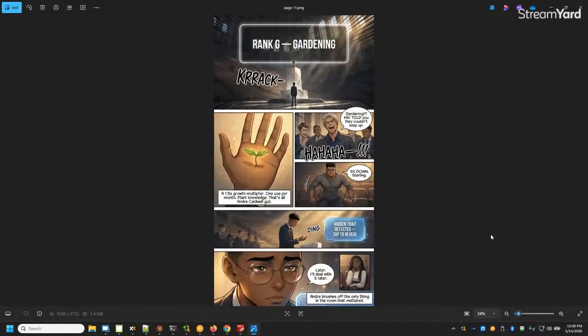All right. Rank G gardening. A 1.5 growth multiplier, one use per month, plant knowledge, complete plant knowledge. That's all Andre Caldwell got. So he can make plants grow, but every time he uses the power, he can't use it again for a month. One month cooldown. It's about as bad as it can get.